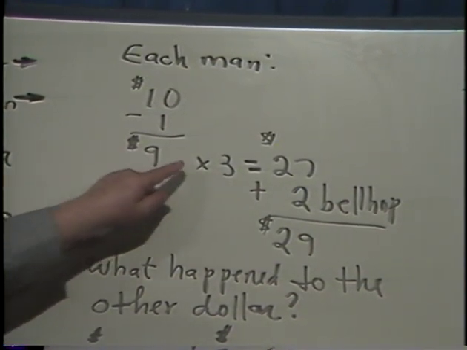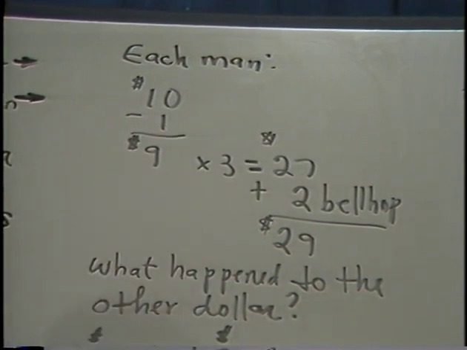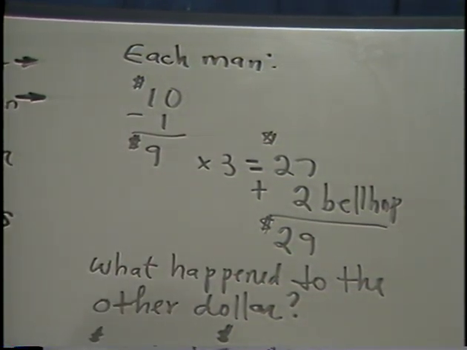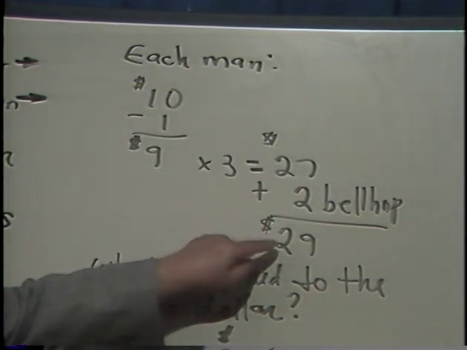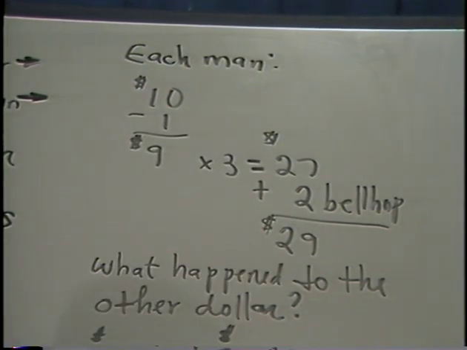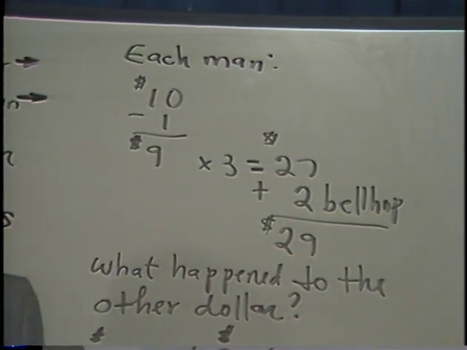But there were 3 of them. So $9 each. 9 times 3 is $27. But there's also the $2 the bellhop kept. $27 and $2 is $29. And the question is, what happened to the other $1?